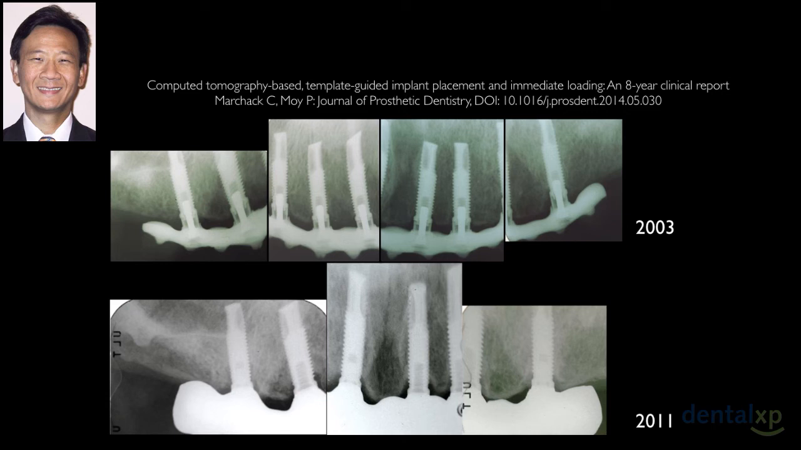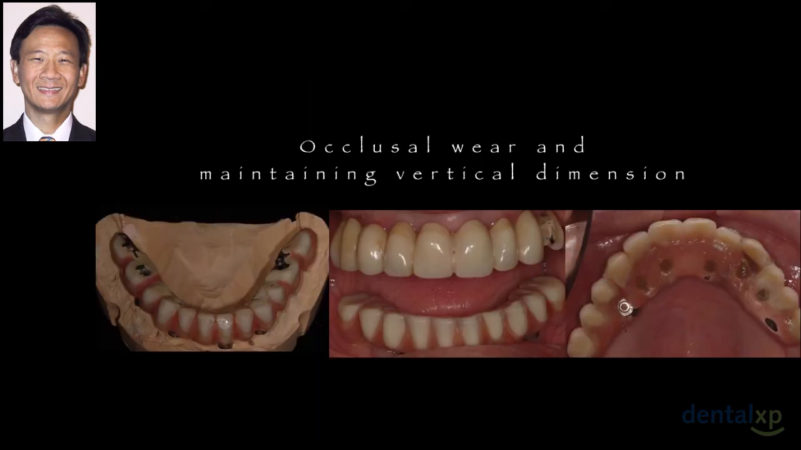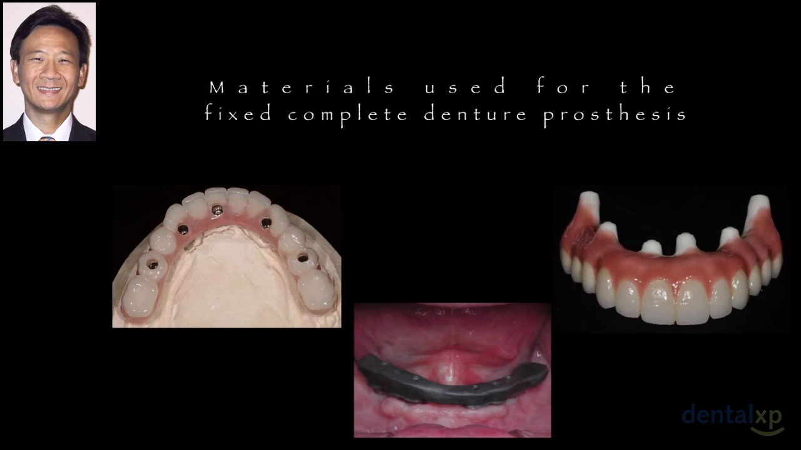But the biggest issue with all of the patients that we have treated was the occlusal wear. How much wear these patients had with these prostheses long term, which brings up a question of what materials do we use for these patients? And what materials are available to treat our patients?